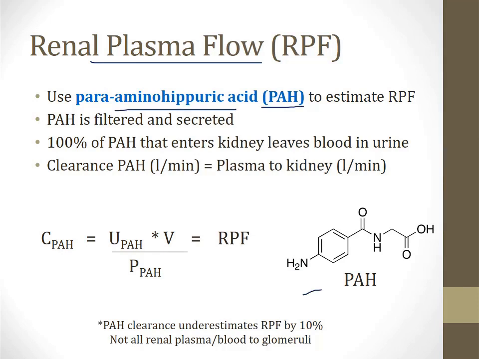Its chemical structure is shown on the screen here. PAH is not naturally occurring in the body, but it can be administered as part of a physiology experiment, and then we can use the clearance of PAH to determine the renal plasma flow. The reason that PAH is useful for measuring the renal plasma flow is because it is filtered and secreted such that 100% of the PAH that enters the kidneys leaves blood in the urine. This means that the clearance of PAH in liters per minute is going to be equal to the plasma flow to the kidneys in liters per minute.